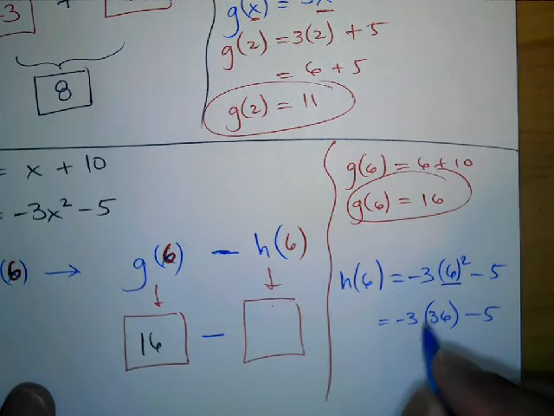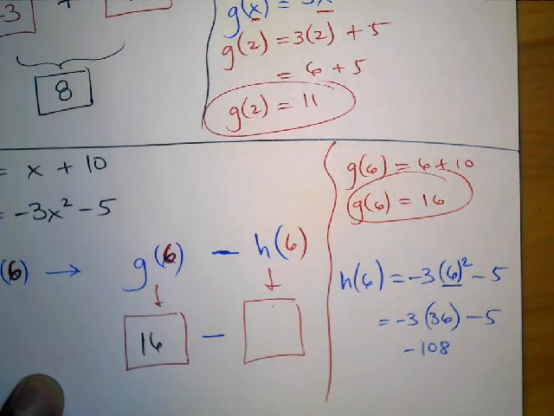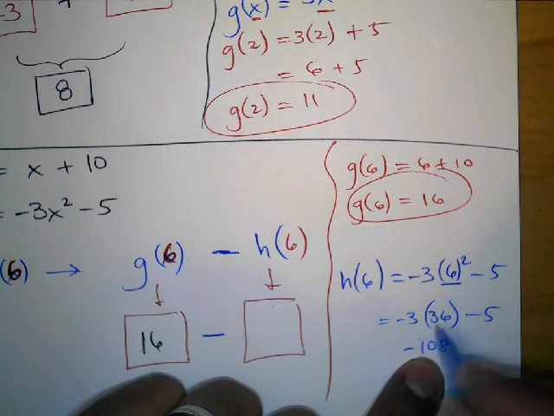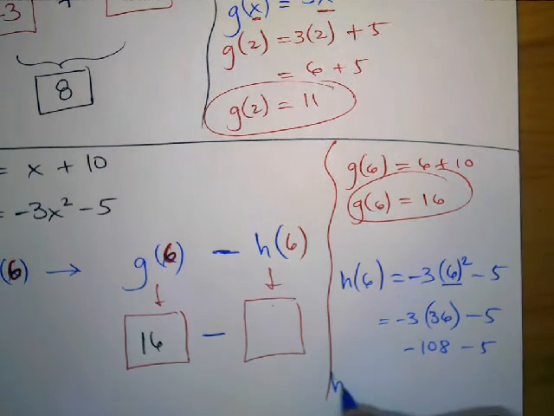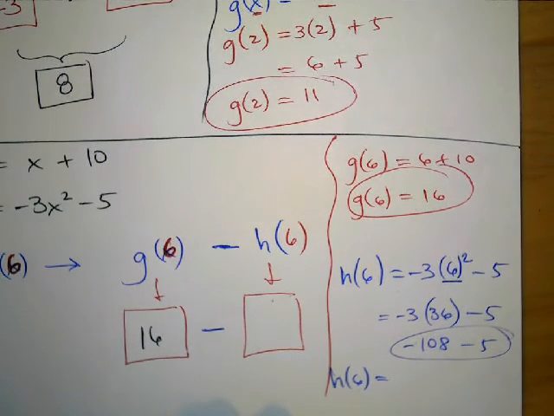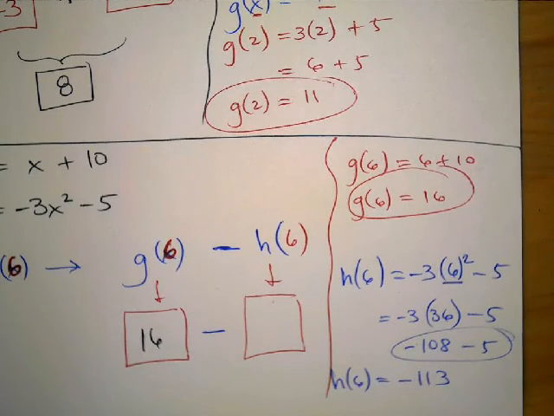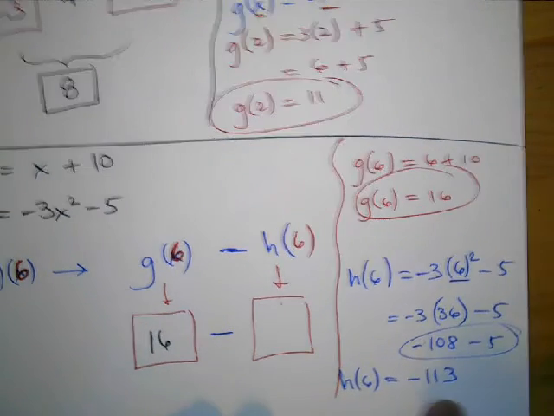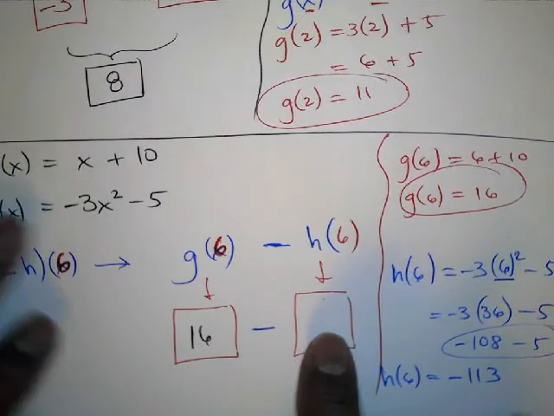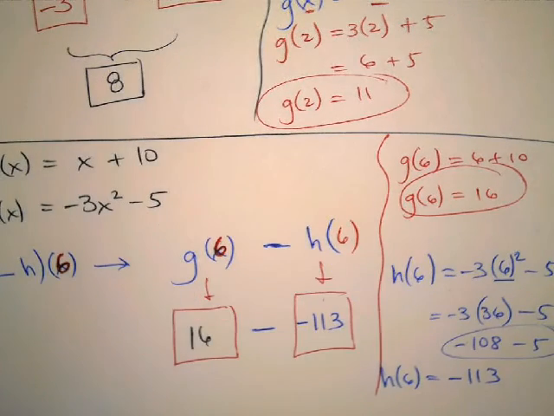And 36 times 3, I think, is 108. But that's going to be negative 108. Let me check that. 36 times 3, it is 108, but that's negative 108 minus 5. So h of 6 is going to be whatever you get when you add that. That's going to be negative 113. Yeah. Is that the answer? No, that's this piece that goes here. So you got to keep in mind what we're doing over here. That's the negative 113.